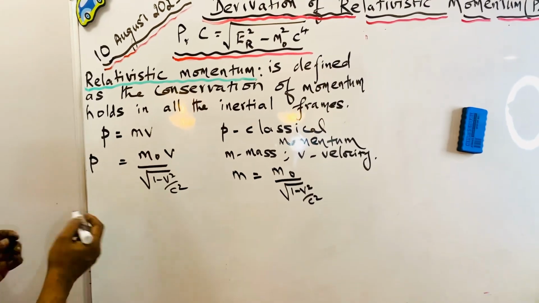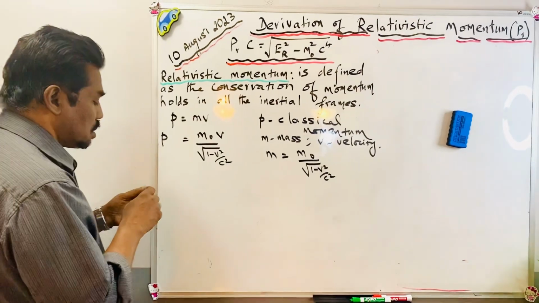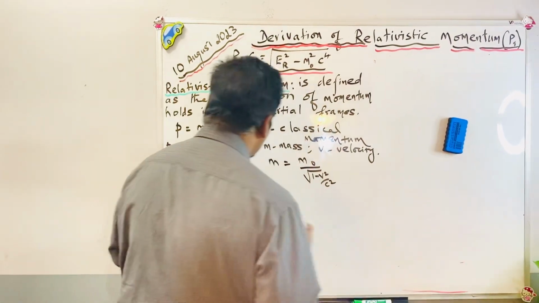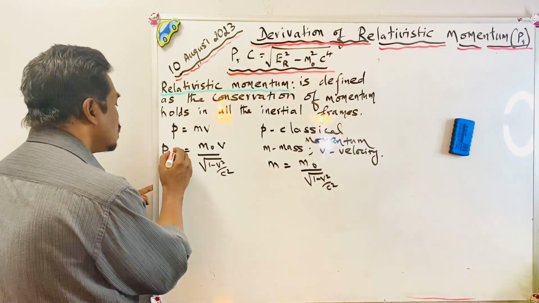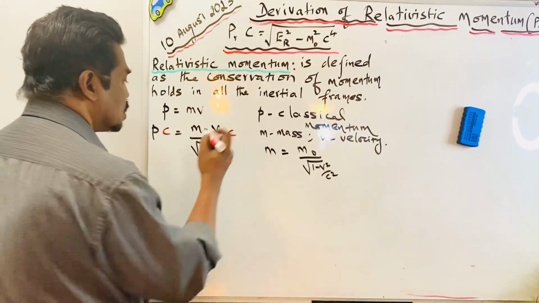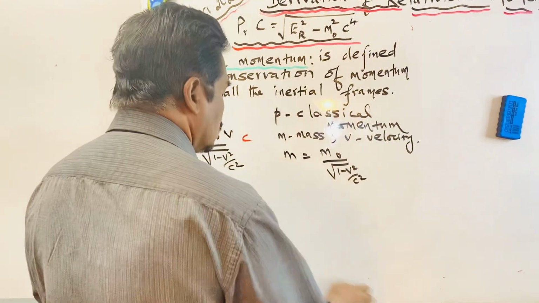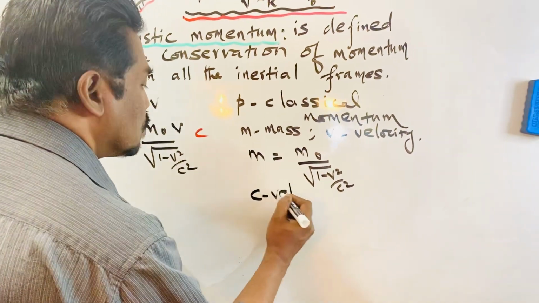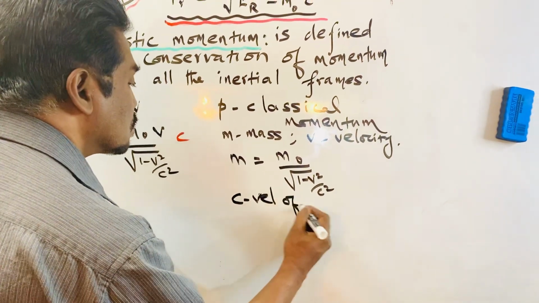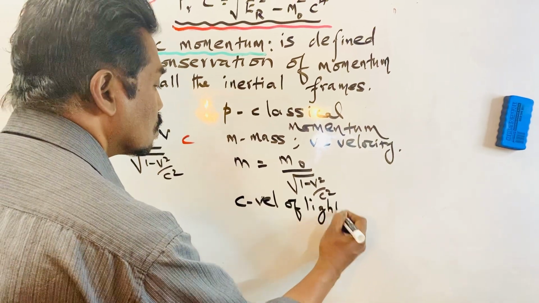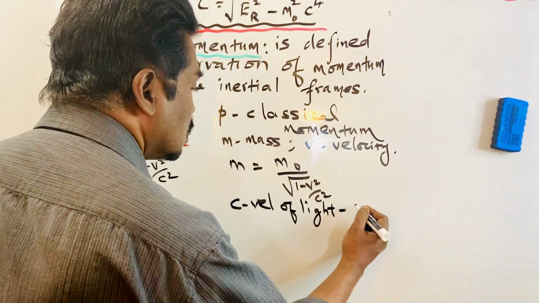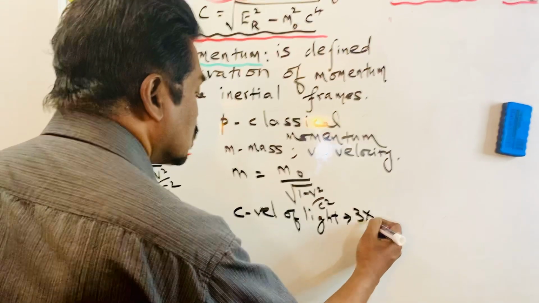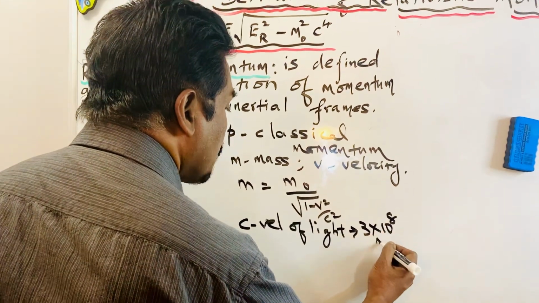Now I want to multiply both sides by the term c. The value will not change. I use red color for it, so both sides I multiplied by c. What is c? c is the velocity of light. Everyone knows that it is 3 times 10 power 8 meter per second.